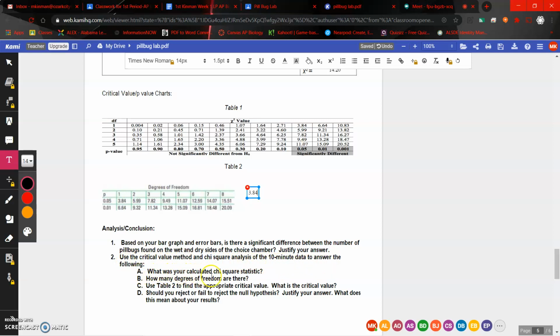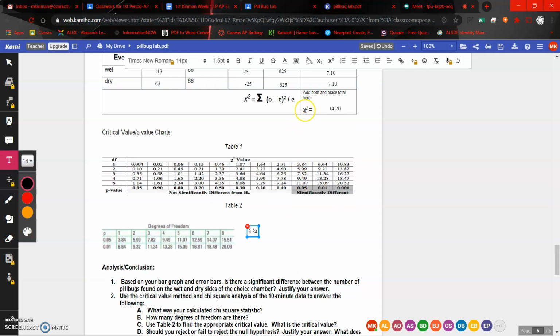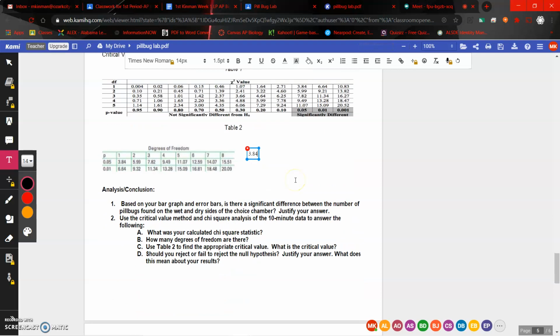What was your calculated chi-square statistic? So you can look back and see what you got for the 10-minute data for your chi-square statistic. That will be the number that is in here. That x2 means chi-square. And how many degrees of freedom are there? Well, we said it would be 1.